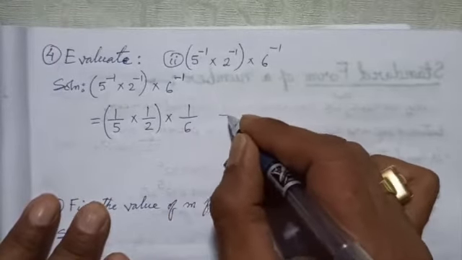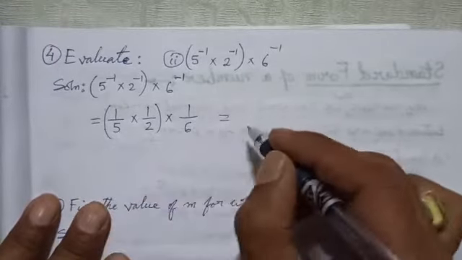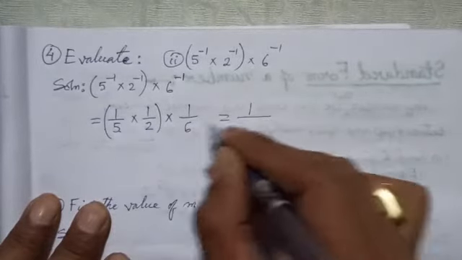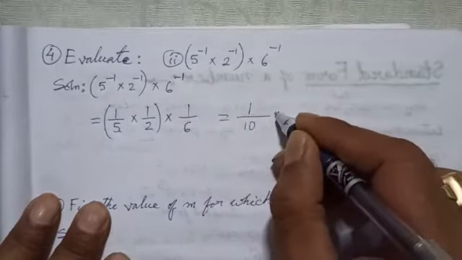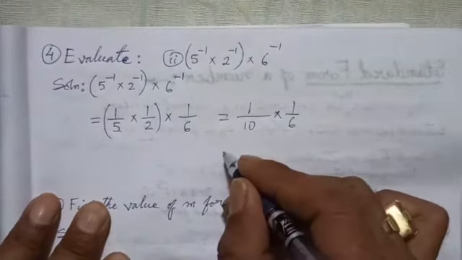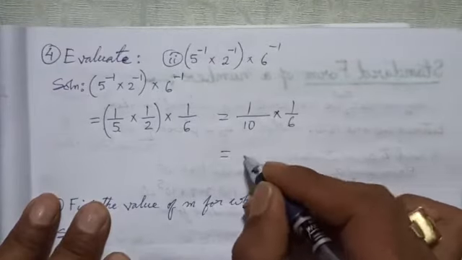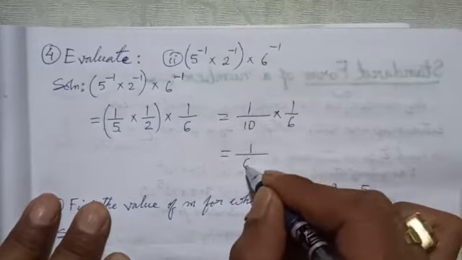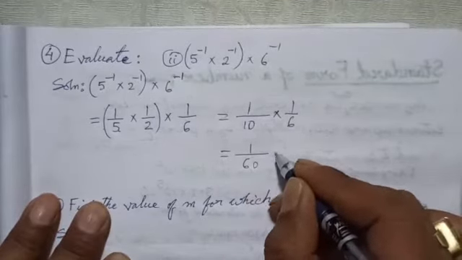Now next steps. Let's finish the bracket first. 1 times 1 is 1, 5 times 2 is 10, then into 1 by 6. Next is the equal to sign. This is multiply. 1 times 1 is 1, 10 times 6 is 60. So 1 by 60 is the answer.